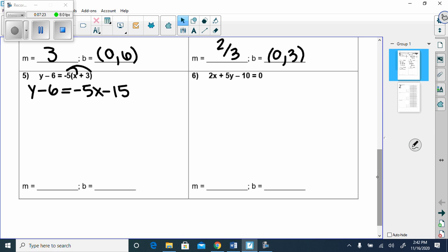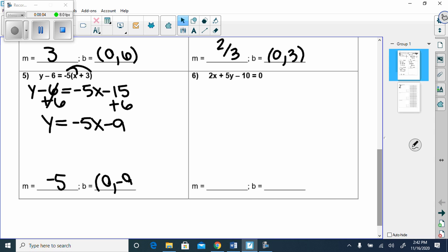Okay. So I need y all by itself, so what do I need to move? So I also have to add it to the other side, right? I can add 6 to the -15, but I cannot add it to the -5x because I can't put numbers and letters that are not the same together. So I would just keep -5x. And what is -15 plus 6? Very good. Okay, so m is what number? And b would be 0, -9.